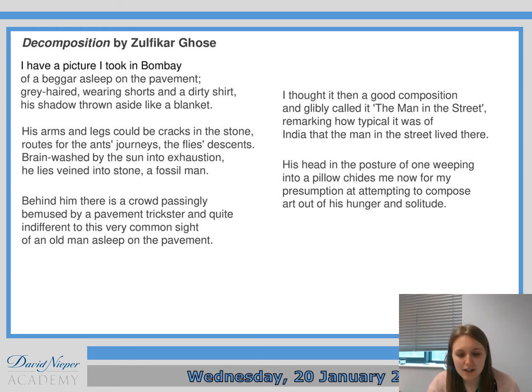So quite a detailed poem, and I just want to highlight a few bits. So this man, I have a picture I took in Bombay. He's an artist or a photographer, okay, who is away in Bombay, which is a city in India. And this poem is all about a beggar. It's all about this picture he took of a beggar who was asleep on the pavement. Now this beggar, obviously, isn't very well looked after, okay? So if we have a look at the fact that he's grey-haired, he wears shorts and a dirty shirt, okay? He's not very well looked after.